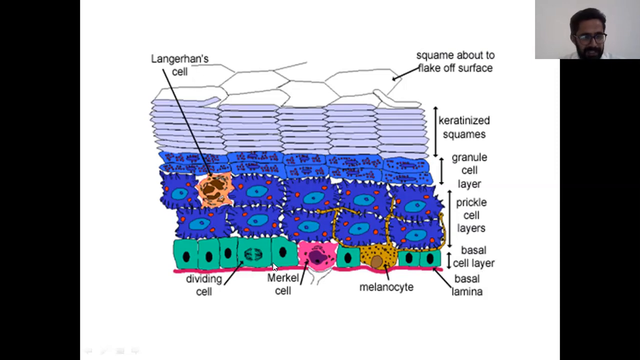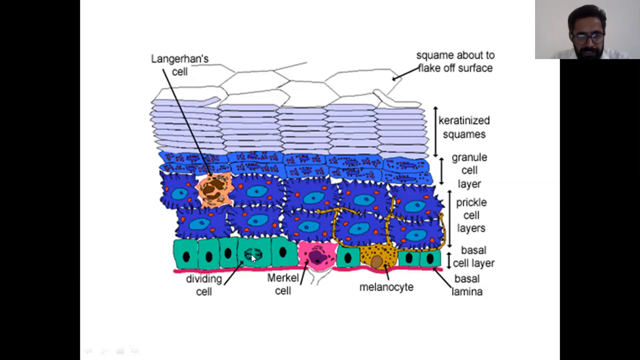This layer is a single cell layer thick, consisting of columnar cells or cuboidal cells, and these are the cells which are actively dividing. You will see in the micrographs that the nuclei of these cells are showing higher activity, as indicated by the euchromatic nucleus, and these are the cells which are dividing and are the source of the cells which are going upward towards the next four layers of this epidermal layer.